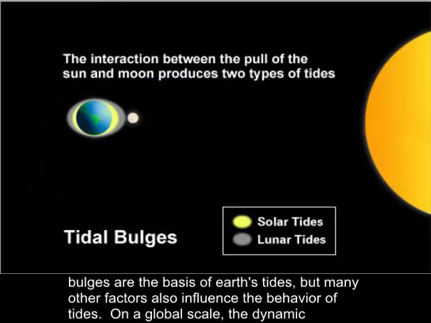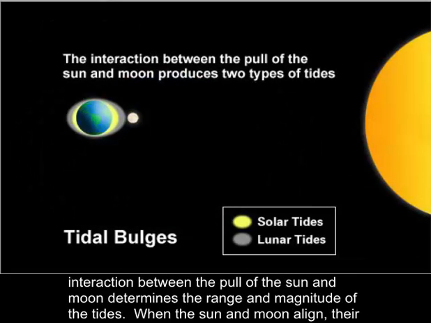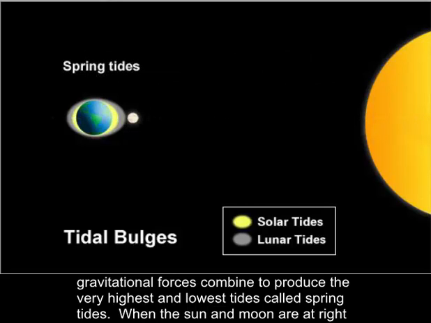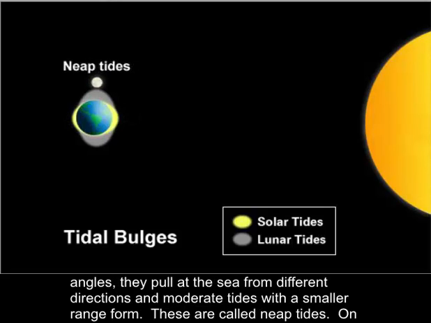On a global scale, the dynamic interaction between the pull of the sun and moon determines the range and magnitude of the tides. When the sun and moon align, their gravitational forces combine to produce the very highest and lowest tides, called spring tides. When the sun and moon are at right angles, they pull at the sea from different directions, and moderate tides, with a smaller range, form. These are called neap tides.